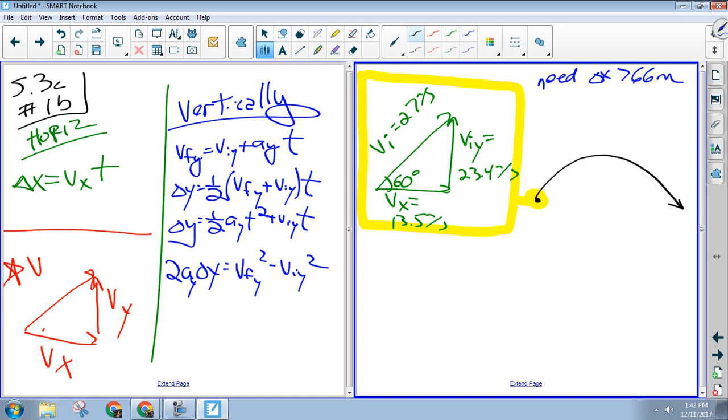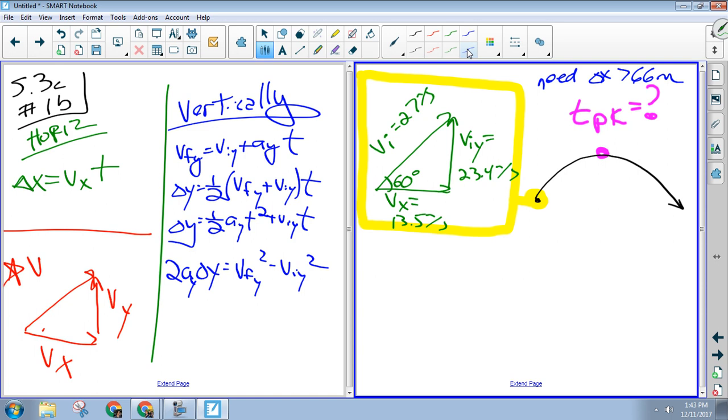Okay. Now, question A says, how long does it take him to reach the peak of his path? So question A wants to know how long it takes him to get to that pink dot. All right? So in the same way that I wrote out everything I know for the yellow dot, let's figure out everything we know about that top point. So at that peak, what do we know? I know a few things about what's happening at this pink dot.